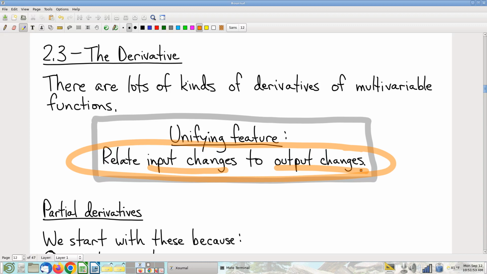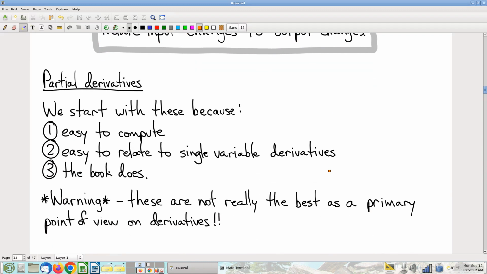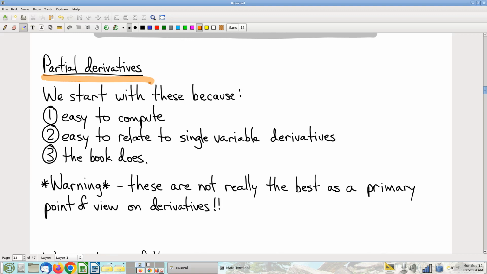All right, so if you think back to single variable calculus, I think you'll find that the derivative has this feature. The derivative is the thing you multiply by an input change to get the linear estimate of the output change. Right? Okay. All right. So, again, various different kinds of derivatives. We're going to start with one called the partial derivative.